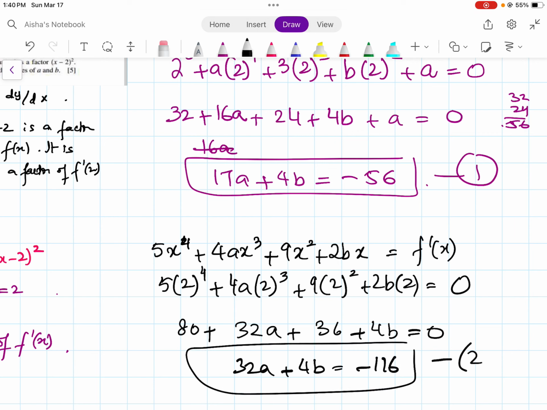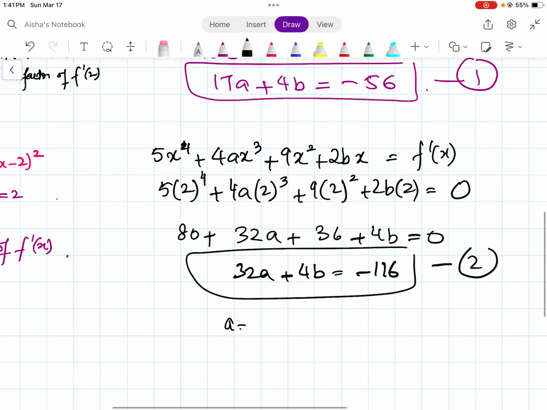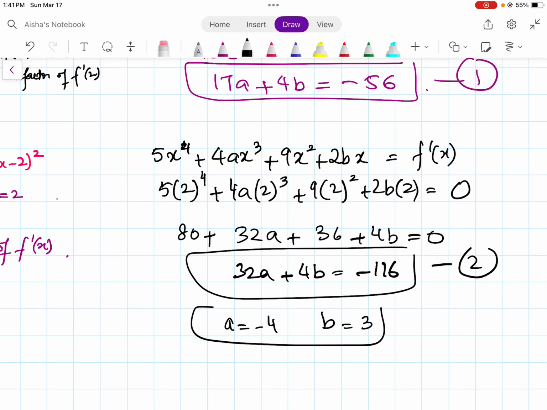This is my second equation. Can I solve these two equations simultaneously to get my a and b values? Solving gives you the value of a is minus 4 and the value of b is... Does it make sense? Clear about it?